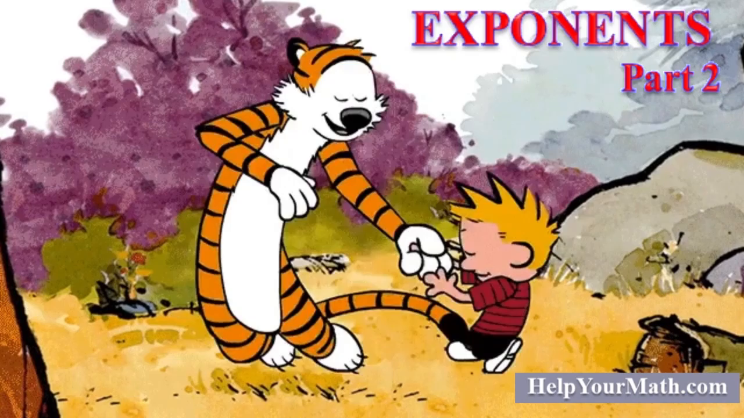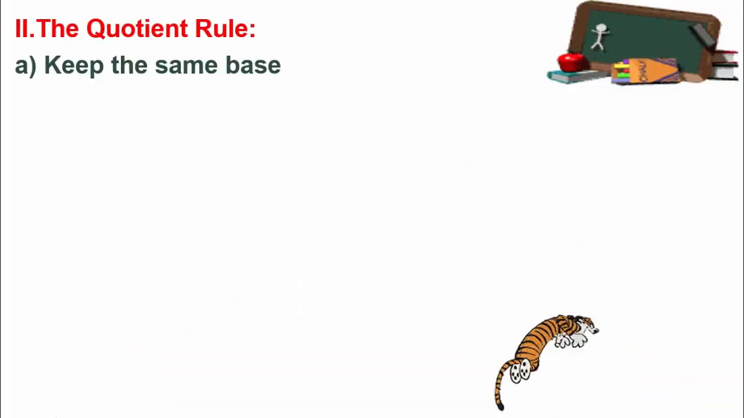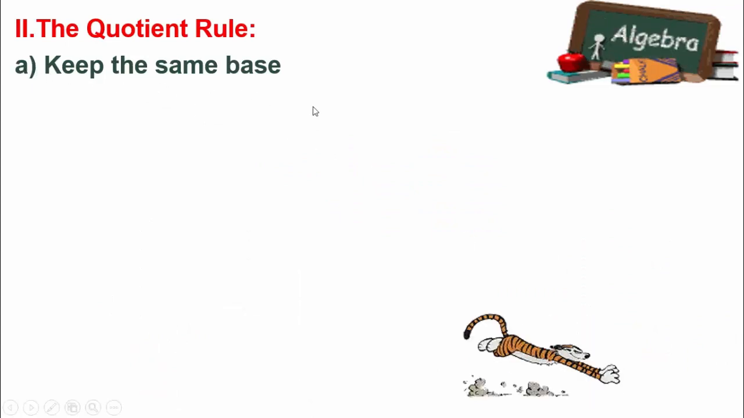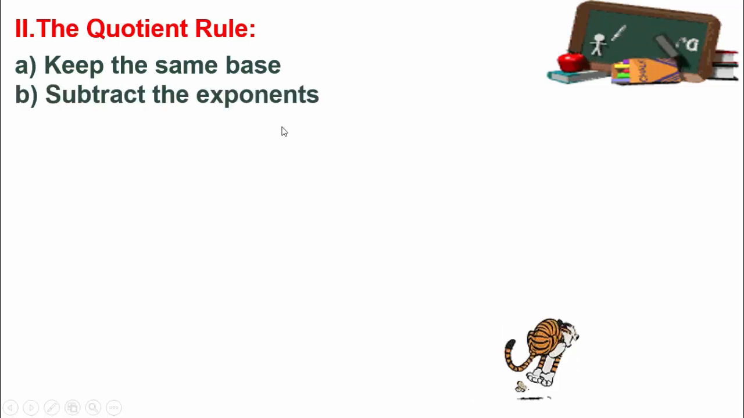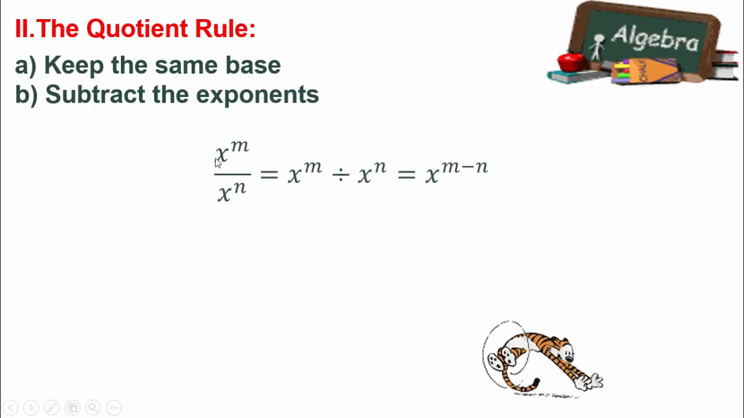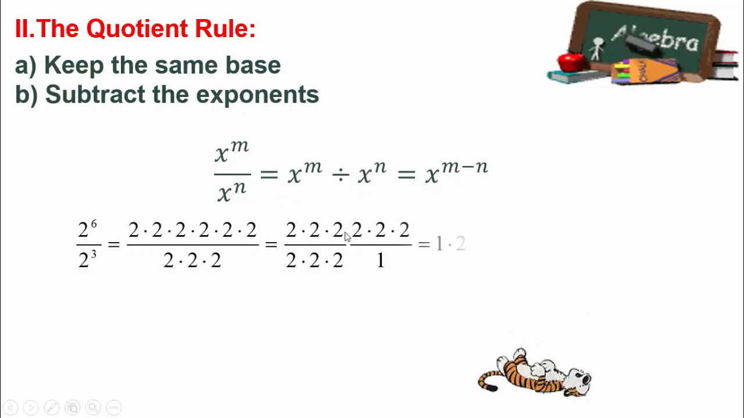In this part, we're going to discuss the quotient rule. The quotient rule says that when we keep the bases the same, meaning that they have the same bases, we subtract the exponents. So, for example, if we have x to the m divided by x to the n, that means we're going to subtract the exponents of x. Notice how the base of both of these is the same, and it's x.